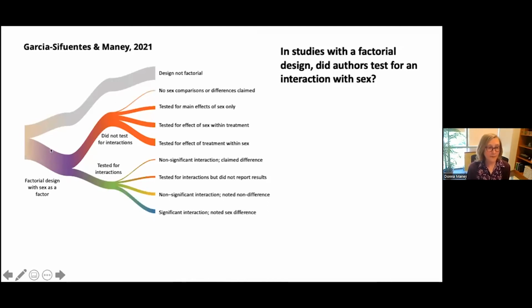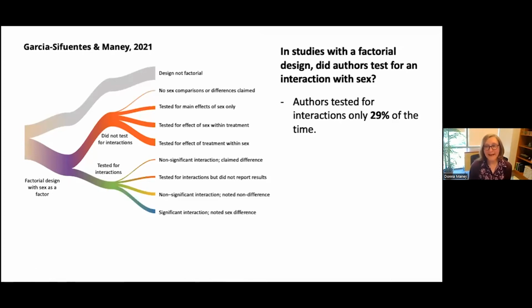But of the ones with a factorial design, the authors tested for interactions between treatment and sex only 29% of the time. And when they didn't test for interactions, the most common statistical approach was to make the DINS error, which is to test for effects of treatment within each sex. One thing we also saw a lot of was testing for an effect of sex within the treated groups, so ignoring the control groups completely, which is also not what you want to be doing.